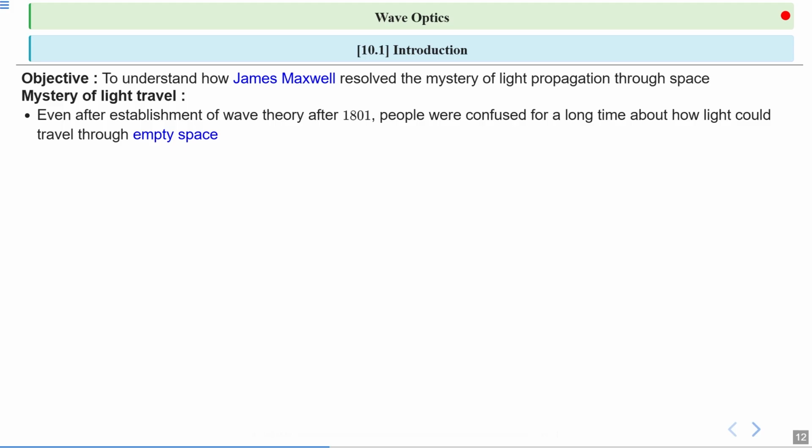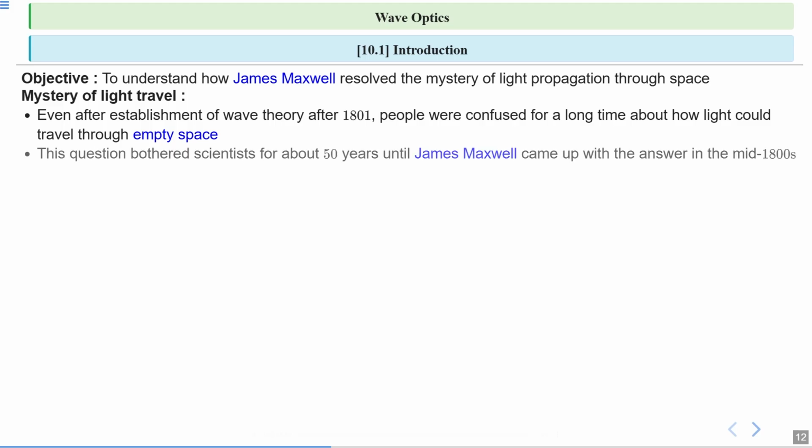Even after the establishment of wave theory after 1801, people were confused for a long time about how light could travel through empty space. It wasn't until the mid 1800s that James Maxwell provided a breakthrough. This question bothered scientists for about 50 years until James Maxwell came up with the answer in the mid 1800s.